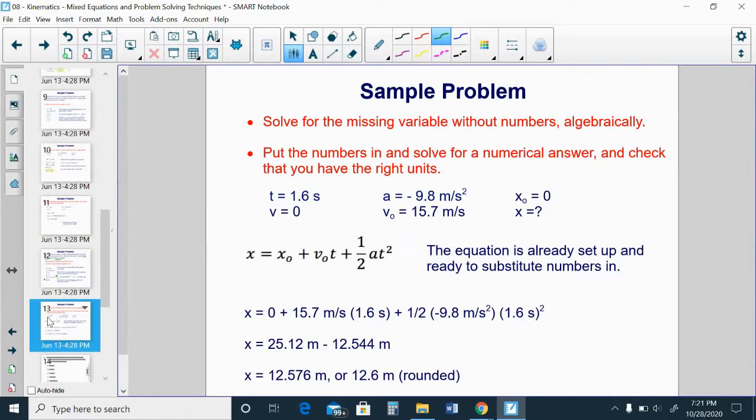So again, you want to solve for the missing variables without numbers. So do that algebraic rearrangement and then put in the numbers to solve for a numerical answer and check that you have the right units. So you put in all the numbers. It's already arranged in the correct arrangement for you, so no algebraic rearrangement needed. So you put in all the known values at this point. What you end up with is about 12.6 meters as the height at the apex of this object's path.